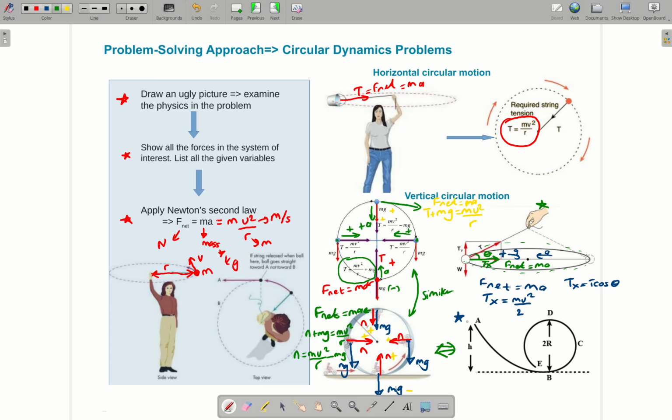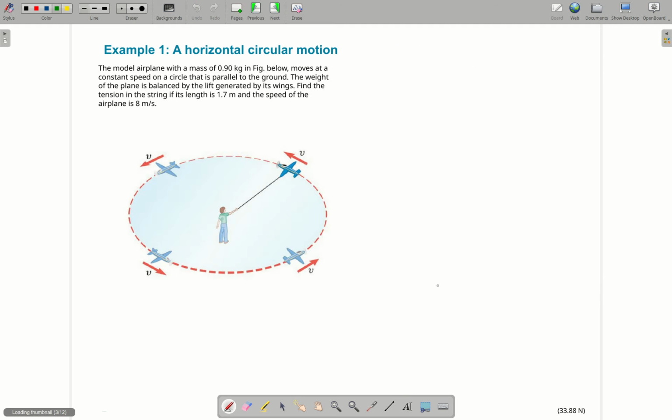Vertical motion for uniform circular motion wise, I would be interested in this part of the circle. And we'll do some examples on that. These are all the types of questions we might see. And look, the idea is always the same. F net is equal to ma. And a is v squared over r.